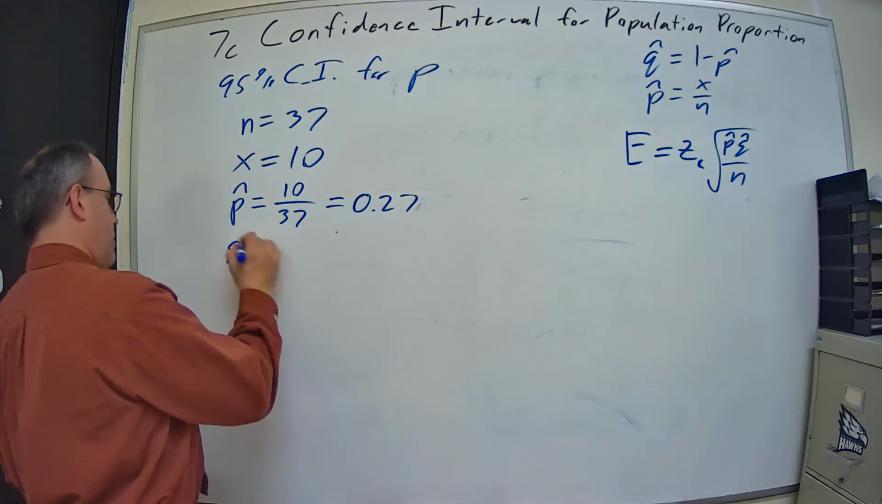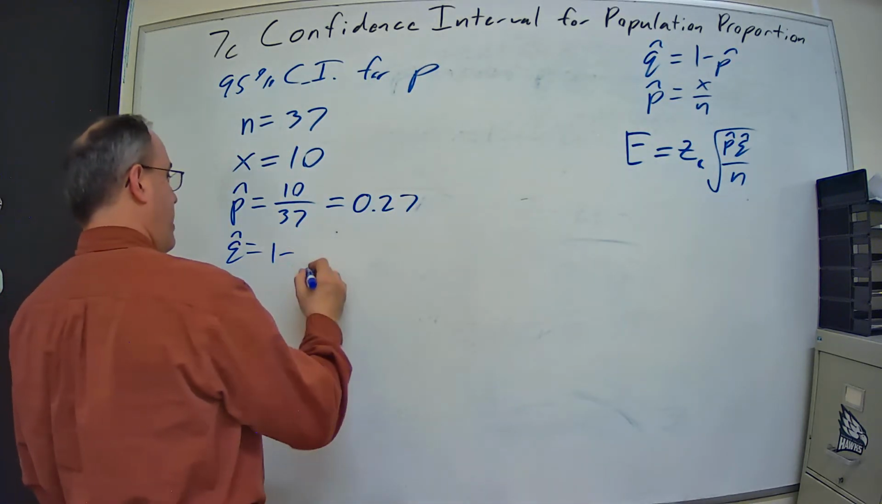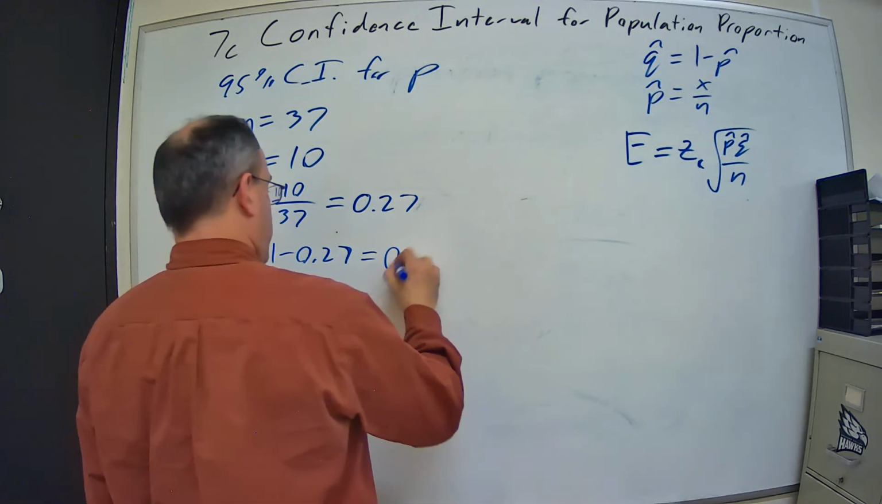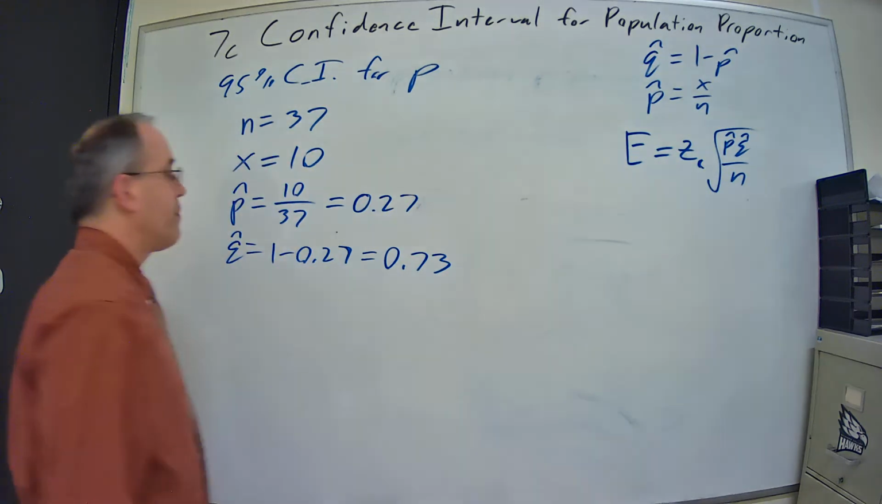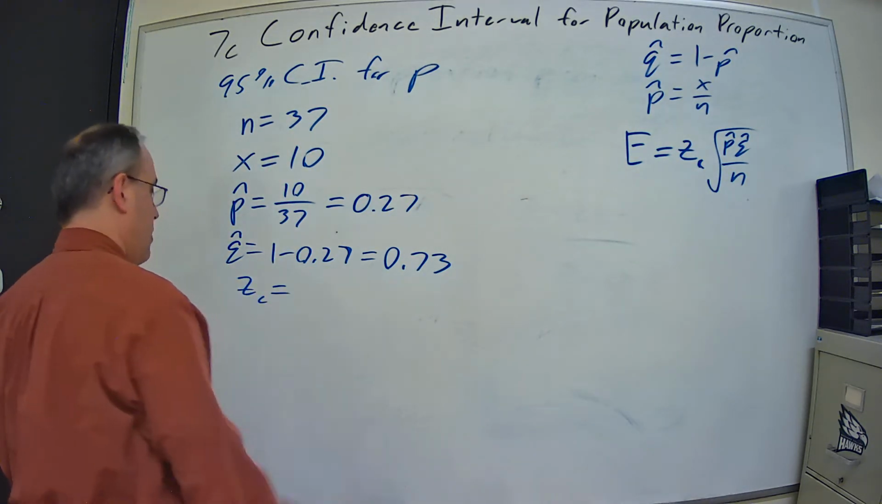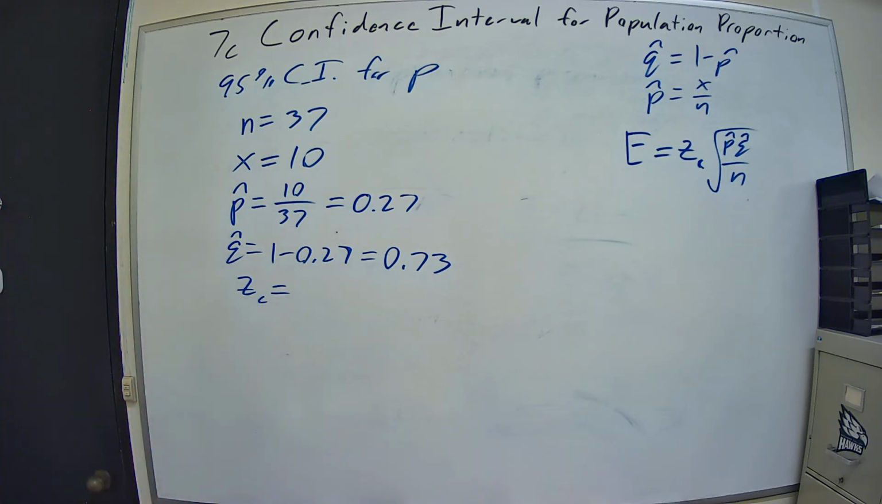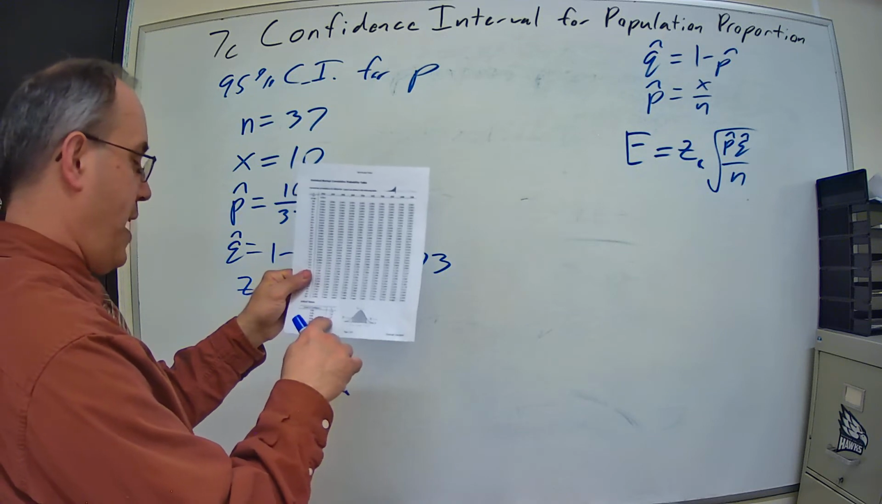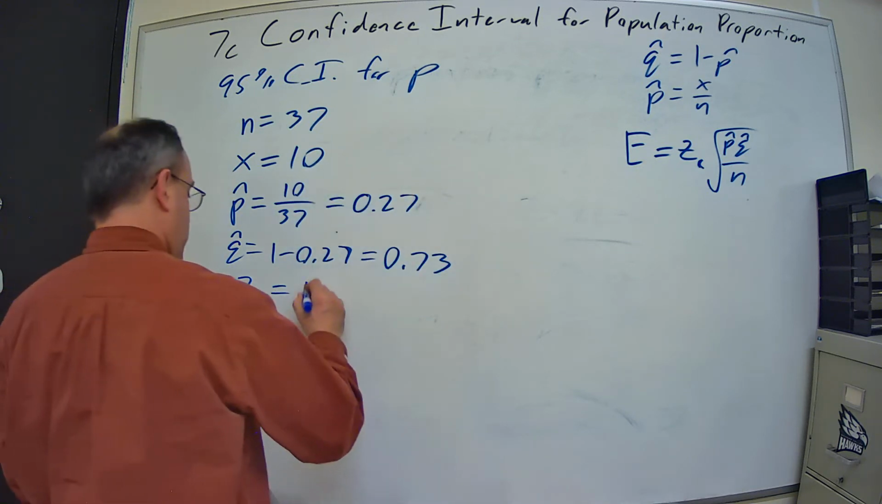Well, q hat is equal to 1 minus 0.27, which is equal to 0.73. We need z sub c. Well, if it's a 95% confidence interval, we're going to go into that bottom corner, 0.95, and that gives us 1.96.